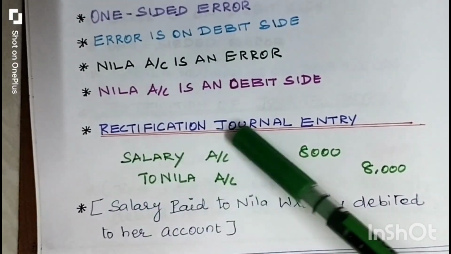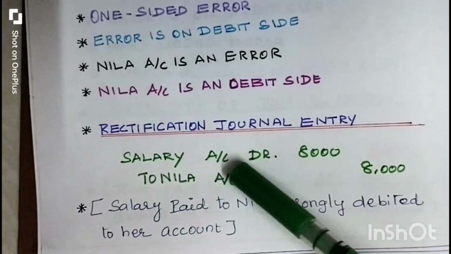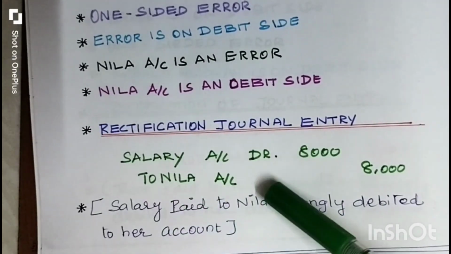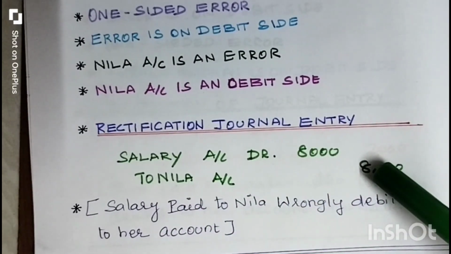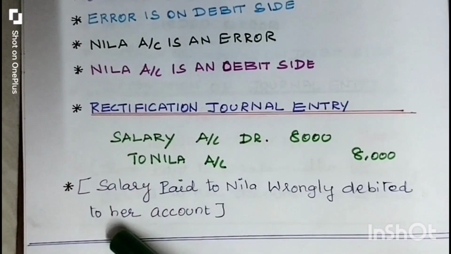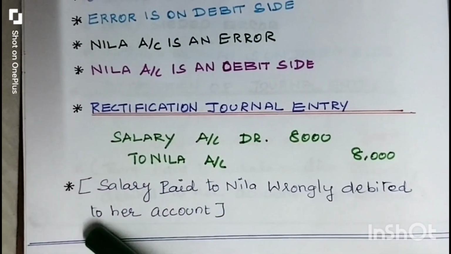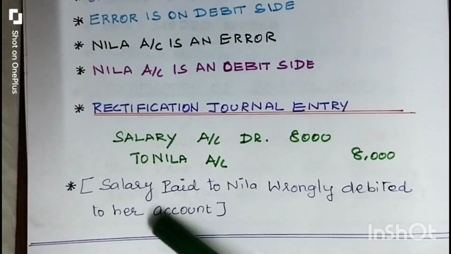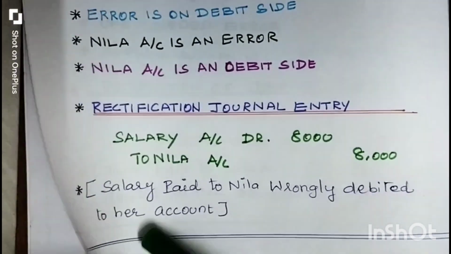So the rectification of the journal entry is salary account debtor 8,000 rupees to Neela account 8,000 rupees. The narration is salary paid to Neela wrongly debited to her account. Her means what? Neela account.